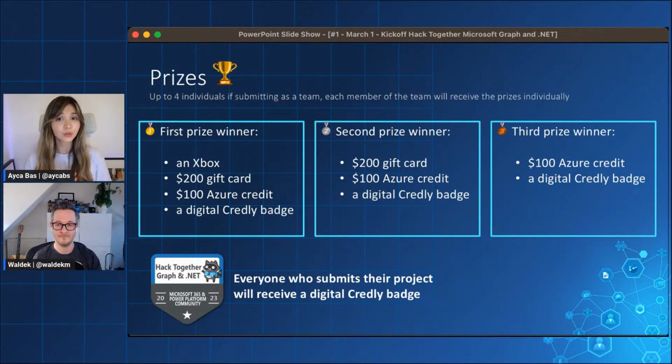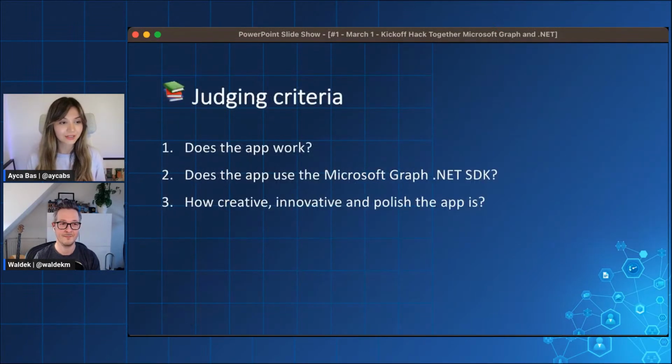So what you have to do to earn these prizes, we definitely have some judging criteria. First thing, to earn the digital badge, the only thing you have to do is build an app using Microsoft Graph and .NET SDK and submit the project, and you will automatically earn that badge right away. We will look into 3 categories in the judging criteria. The first one, does the app work? And the second one, does the app use Microsoft Graph .NET SDK? Until this point, you're good with your digital badge. If it is working and if you use .NET SDK, then you earn your badge.